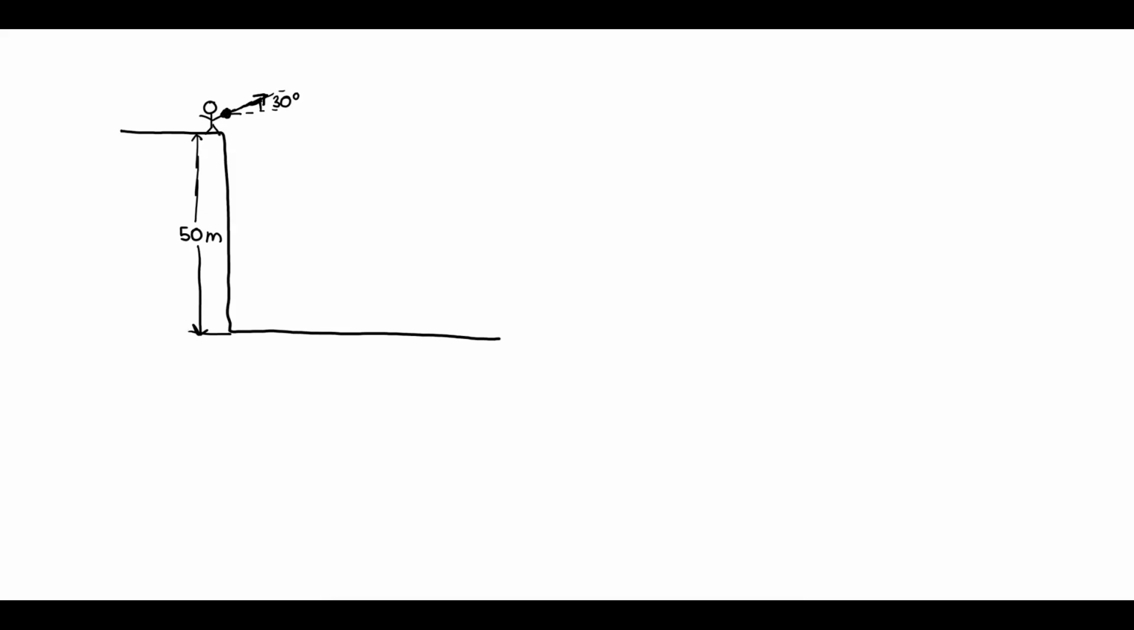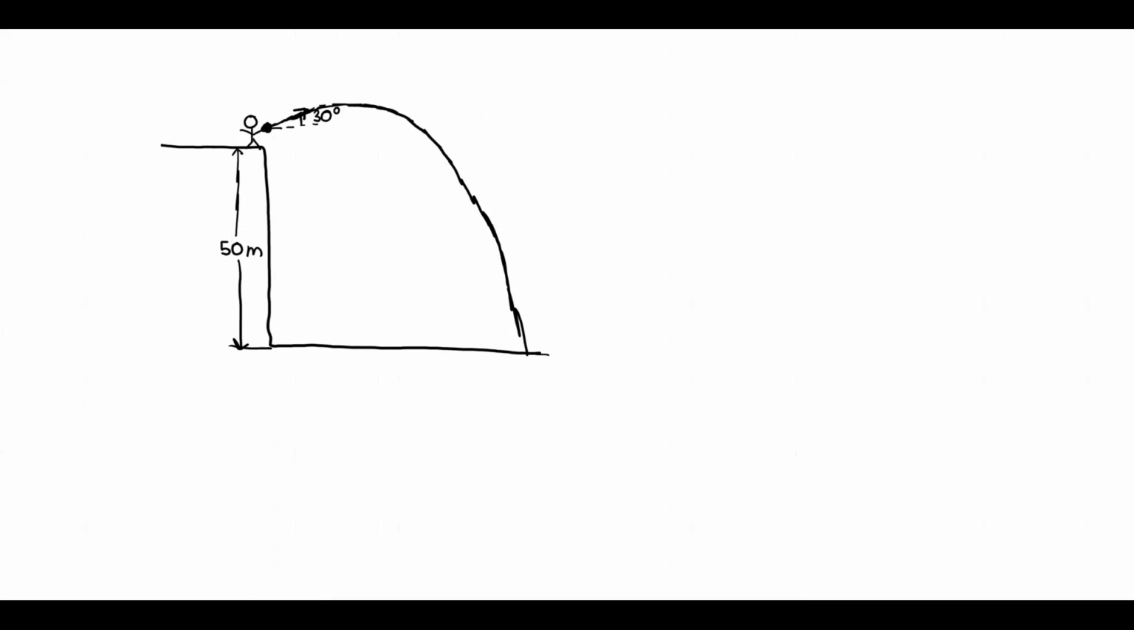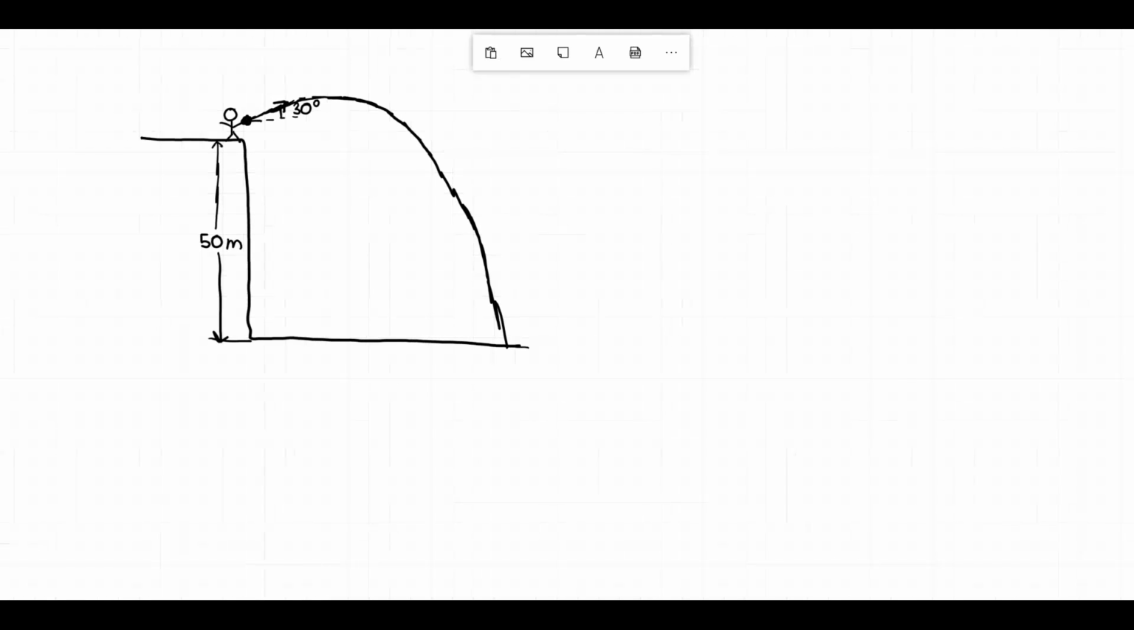So that's this little horizontal line. I'm just going to draw the rock's trajectory over here. All right, and I throw it with an initial velocity of, let's say, 10 meters per second.